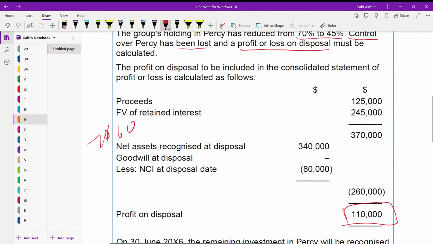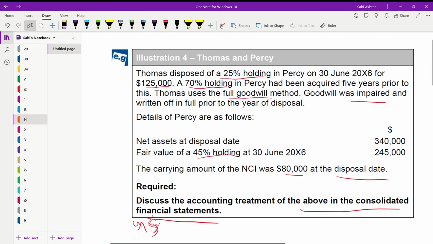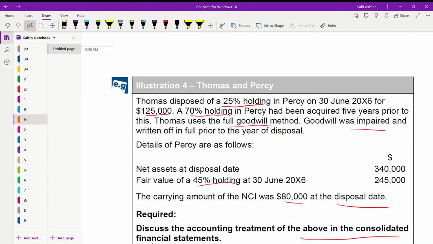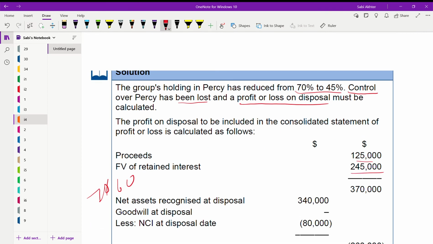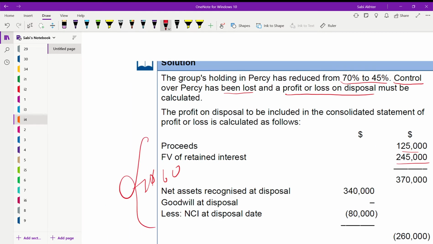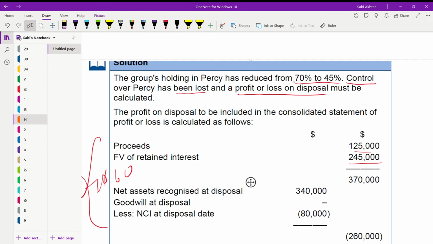So now you start with the proceeds. You are selling it off for 125,000. Okay, 125,000. And then the fair value of the retained interest is 245. Whatever is retained, you have to add. Learn this pro forma. This is a pro forma only. When the control is lost, this is how to find the profit and loss.